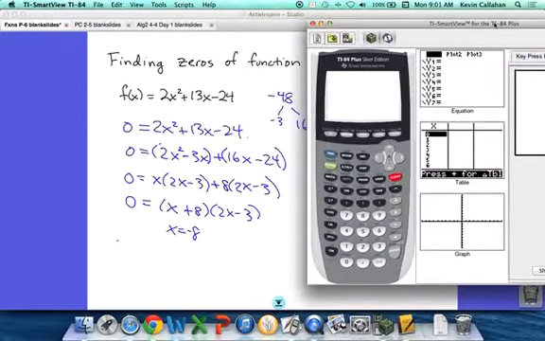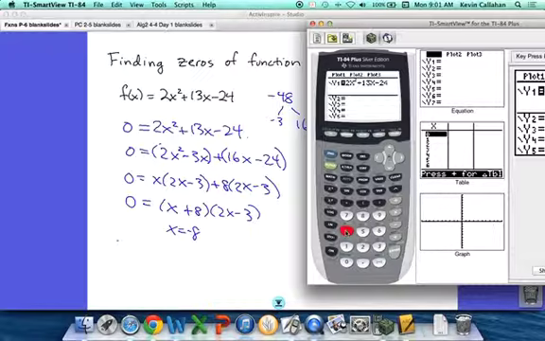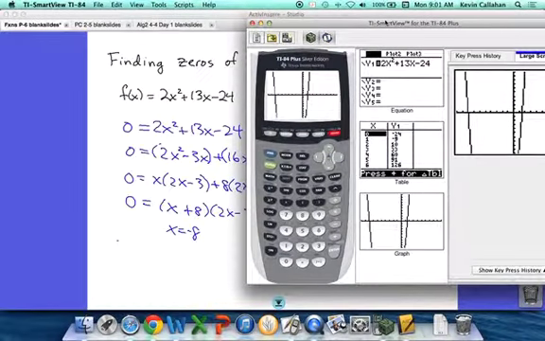Okay, so go to the y equals. Y equals means it's a function. Solve for y. Put in the 2x squared plus 13x minus 24. You can look at the graph. Don't really have to, but you could look at it. That's where I got the graph that I showed on the screen.